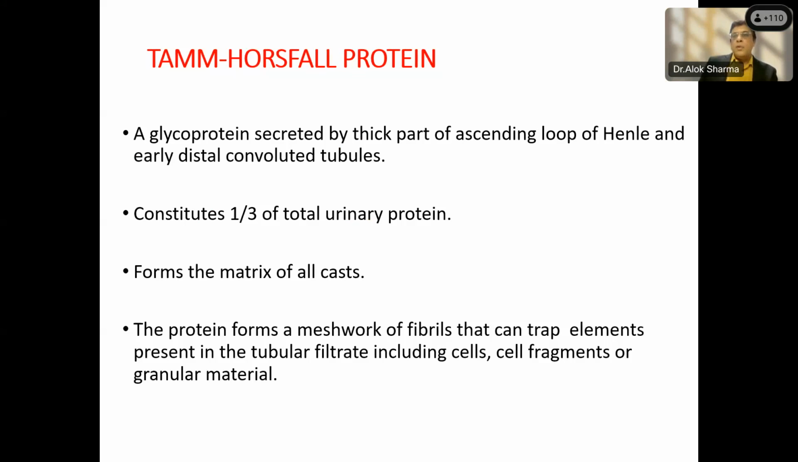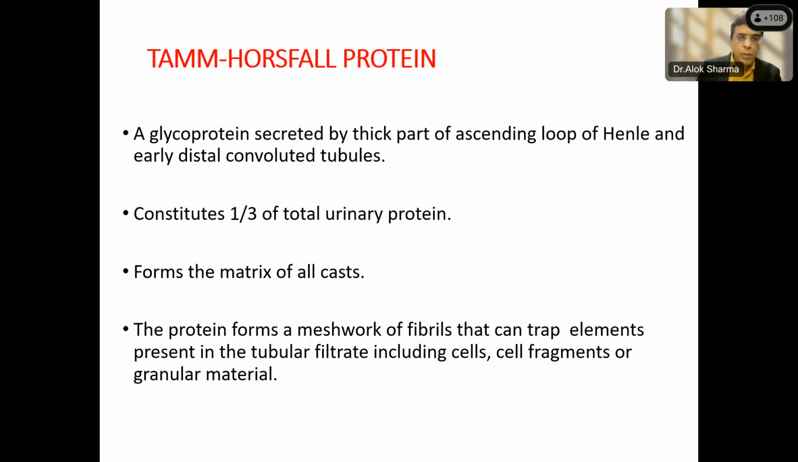Now, you must have all heard about this TAM protein. It forms the matrix of most of the casts. Please pay attention to the spelling: it is not horse as in horse, it is Horsfall, so you don't have the E here. TAM protein is basically a glycoprotein which is secreted by the thick part of the ascending loop of Henle and also by the early distal convoluted tubules. In the urinary protein, this particular protein constitutes almost one third of the total urinary protein and forms, as I've told you, the matrix, the skeleton of all the casts.